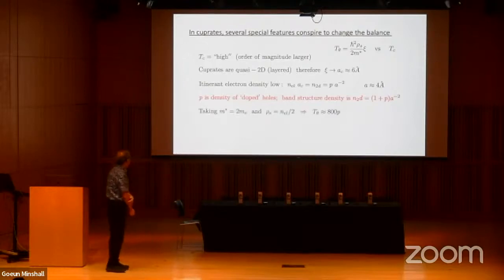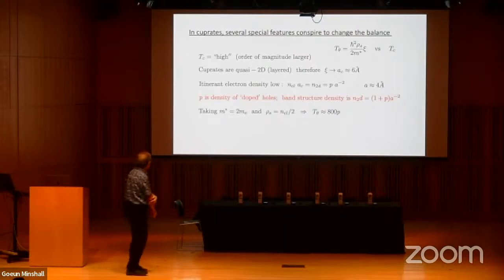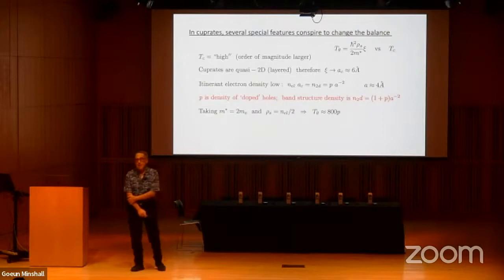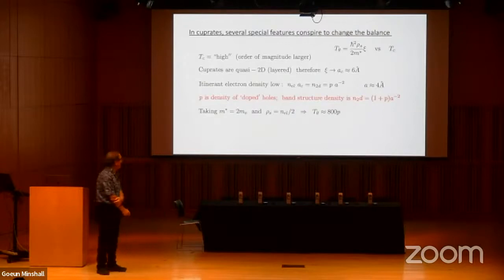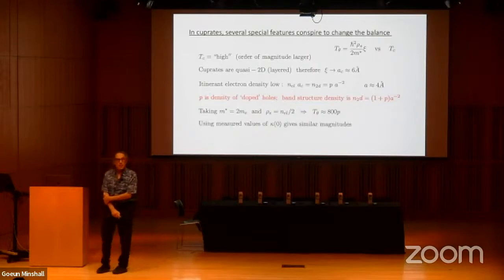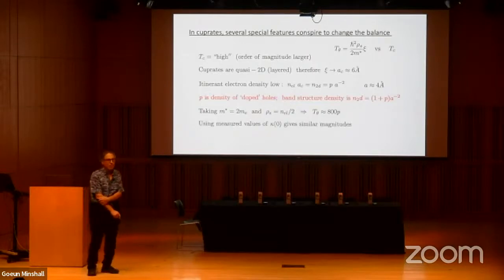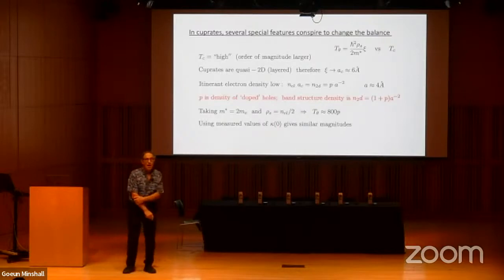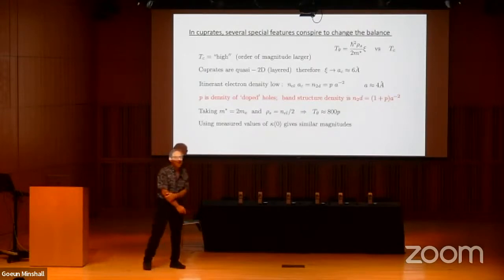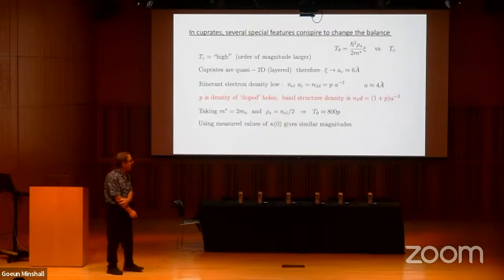From there on, I'll take the mass to be twice the mass of the electron. Why not? I'll take the superfluid density to be half the electron density. And that gives an estimate of T theta, which is 800 times P. If instead of making these estimates, you just measure kappa at zero temperature, you get numbers that are not very different from what this estimate gives. So I think you can view this as an a priori quantitative estimate of the superfluid density.